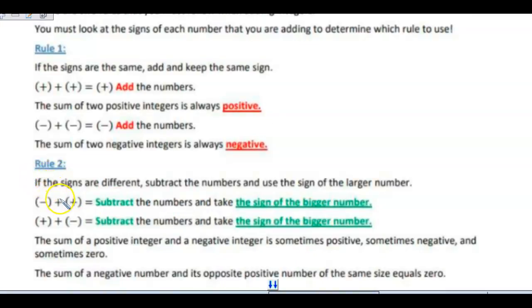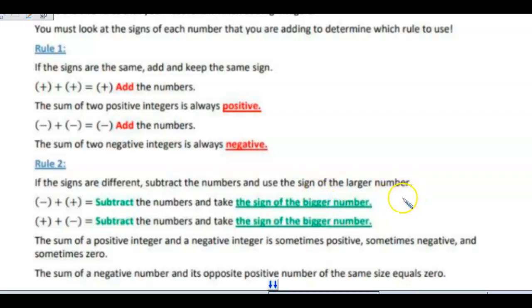Rule 2 is if the signs are different. What you're going to do is you're going to subtract the numbers, and actually you're going to subtract the absolute values of the numbers, and then use the sign of the larger number. So our first example here is a negative plus a positive. We're going to subtract the two numbers, and then we're going to take the sign of the bigger number, or the one that has the most signs.